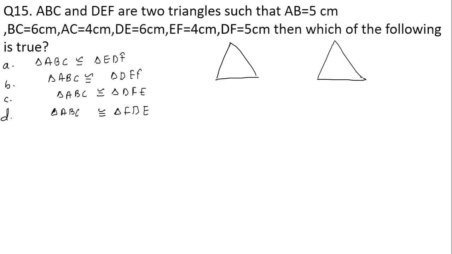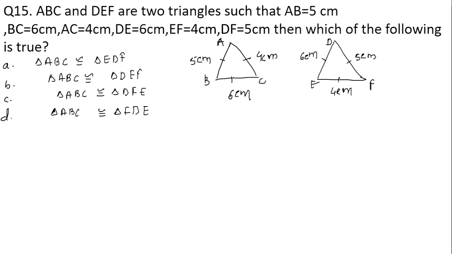Okay, so here if we look at the given dimensions of the triangle, that is triangle ABC and triangle DEF, let us draw triangle ABC and triangle DEF. Here what is the data mentioned? Side AB is equal to 5 cm, BC is equal to 6 cm, AC is equal to 4 cm. Similarly here side DE is going to be 6 cm, side EF is going to be 4 cm and side DF is going to be 5 cm, right?